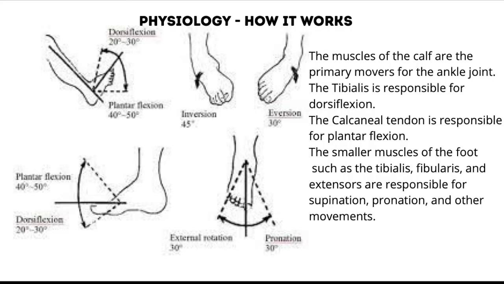Physiology. This means how it works. The muscles of the calf are the primary movers for the ankle joint. The tibialis is responsible for dorsiflexion. The calcaneal tendon is responsible for plantar flexion. The smaller muscles of the foot, such as the tibialis, fibularis, and extensors, are responsible for supination, pronation, and other movements such as wiggling your toes.